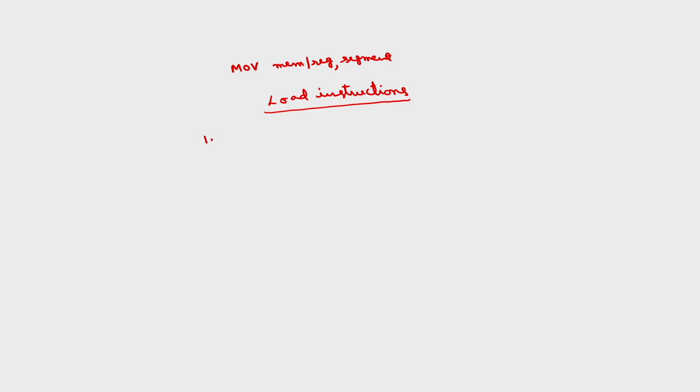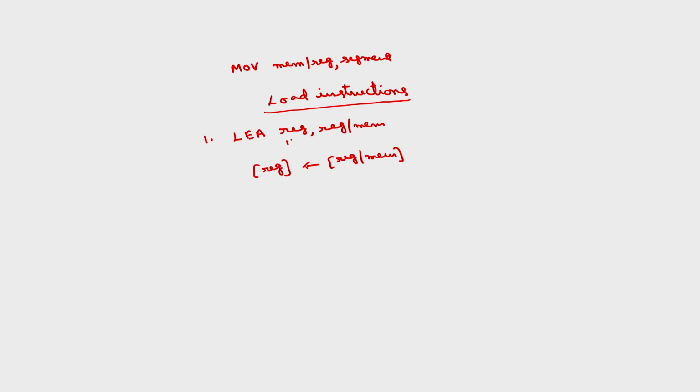So, the first load instruction is LEA register comma memory/register. Load effective address, EA stands for effective address, directly into any register. So, this register can be BX, BP, SI, DI. The contents of register/memory is transferred to this register.